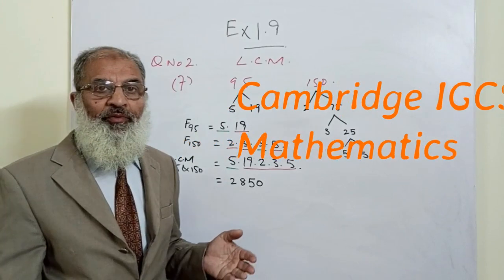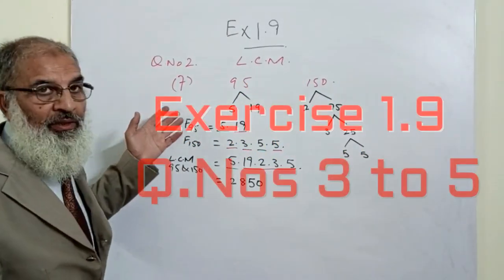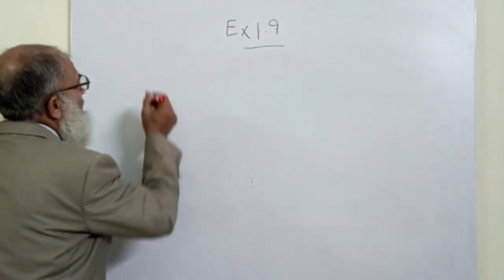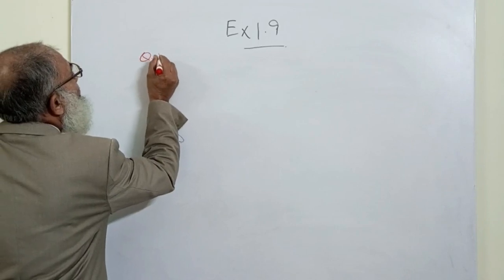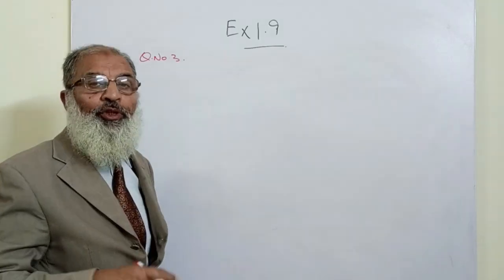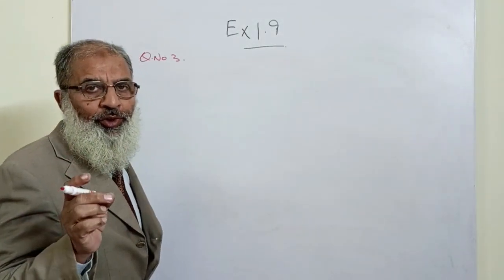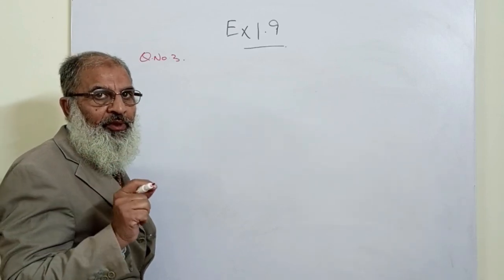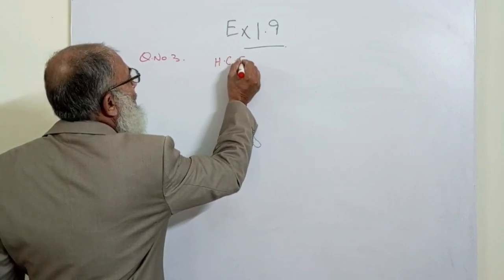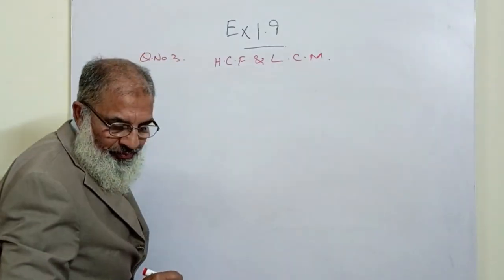We were doing exercise 1.9, which consists of LCM and HCF. Now we start from question number 3. What we have to find in question number 3 is both HCF and LCM of the same numbers. I have given you an example in question number 1 as well, and we have to find HCF and LCM of the same numbers which are given now.